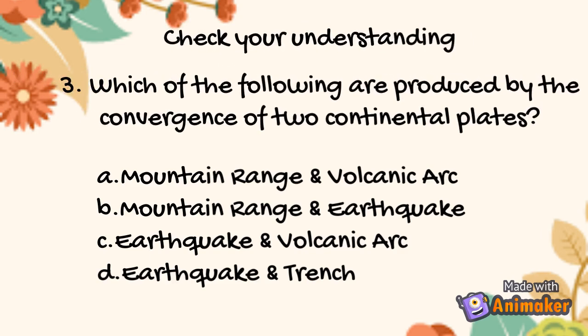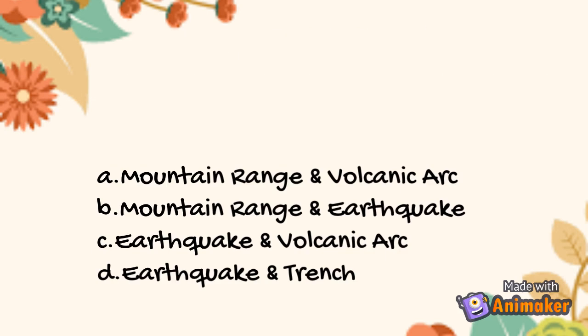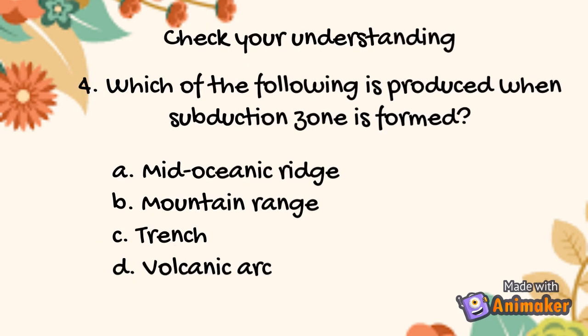3. Which of the following are produced by the convergence of two continental plates? A. Mountain range and volcanic arc. B. Mountain range and earthquake. C. Earthquake and volcanic arc. D. Earthquake and trench. 4. Which of the following is produced when subduction zone is formed? A. Mid-oceanic ridge. B. Mountain range. C. Trench. D. Volcanic arc.